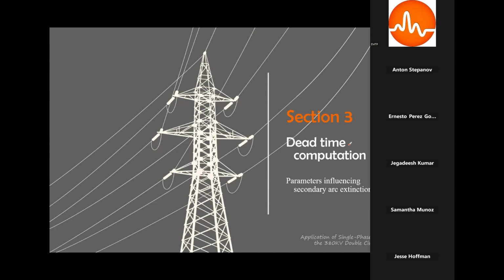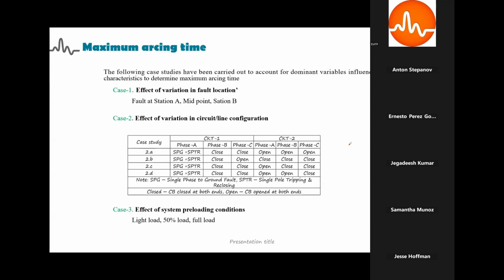Now we need to find, for the selected value of NGR, the maximum time the secondary arc current persists so that we can have a successful reclosure. We need to wait until the secondary arc quenches, and we need to reclose only after the quenching of the secondary arc. To do that, we study the various parameters that will affect the secondary arc. So basically, we check various network conditions.